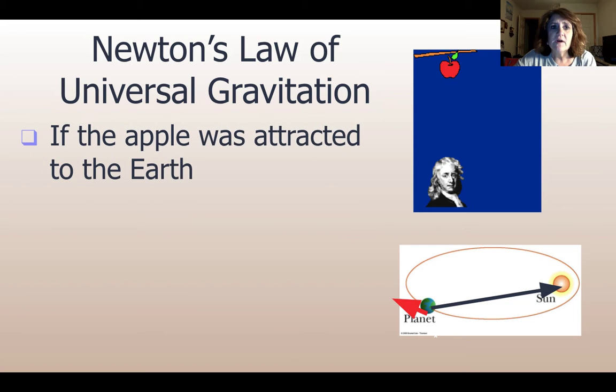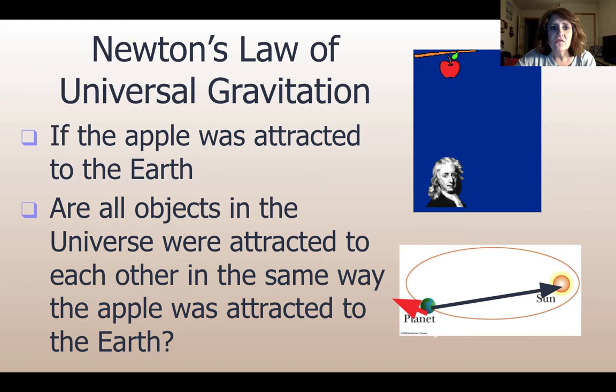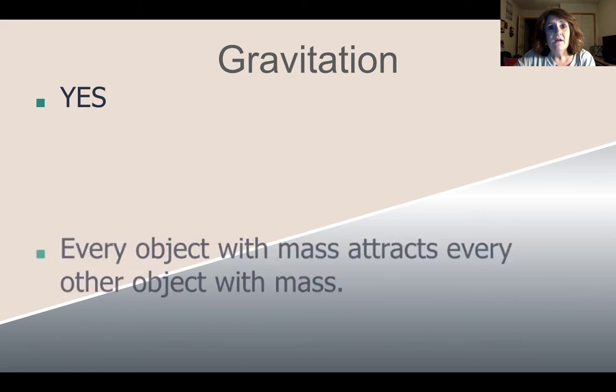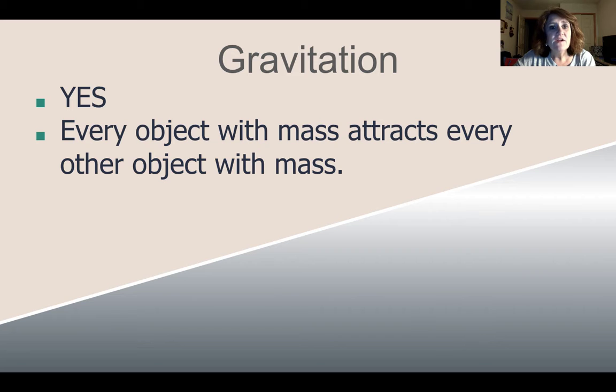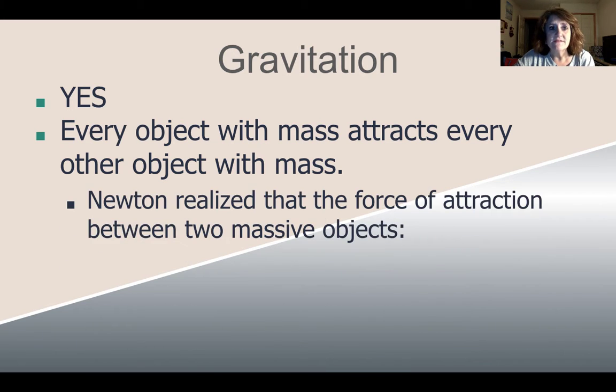Newton's Law of Universal Gravitation says that if the apple was attracted to the earth, are all objects in the universe attracted to each other in the same way that the apple was attracted to the earth? And the answer is yes. Every object with mass attracts every other object with mass.